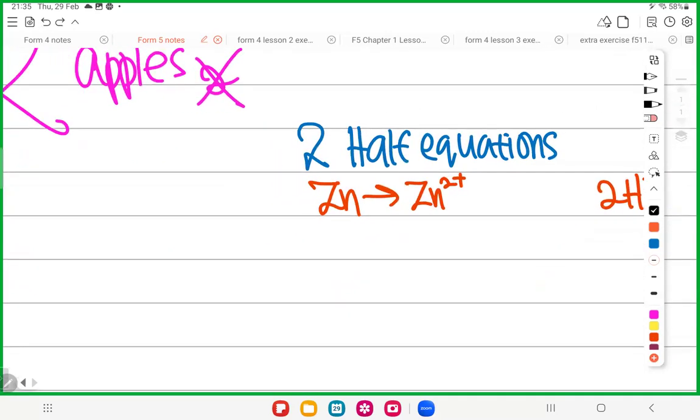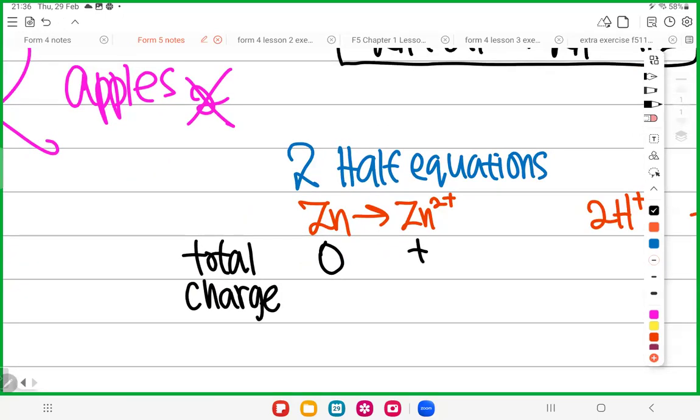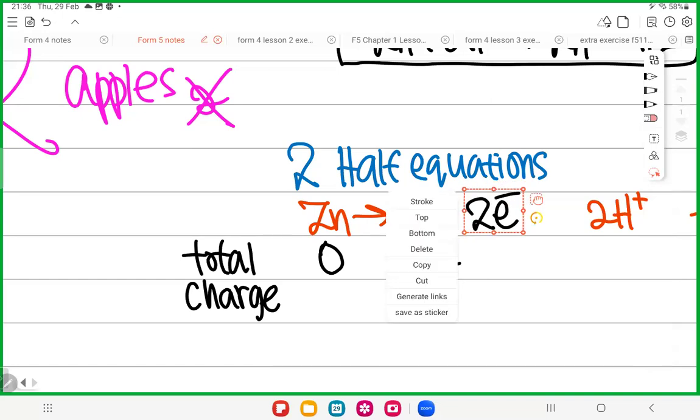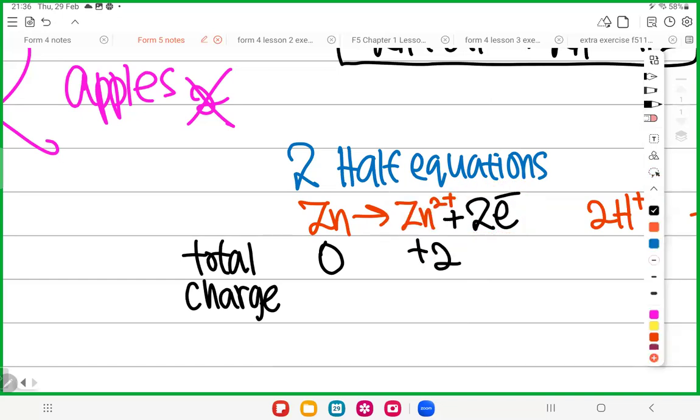You have to look at the total charge. Remember, total charge, not oxidation number. I'm looking for total charge. Total charge, 0, isn't it? Total charge, plus 2. So 0 and plus 2, what is the difference here? 2. So we need 2 electrons. So where to put the 2 electrons? More positive side. 0 and plus 2. Plus 2 is more positive. So put the electron on the right-hand side.